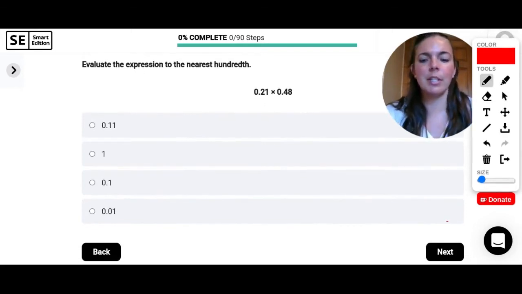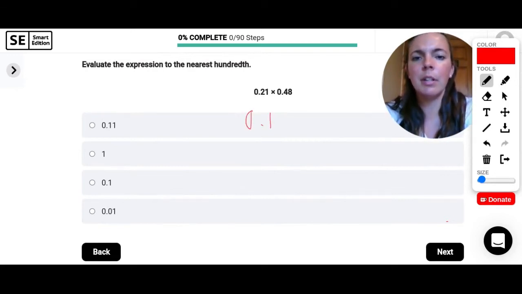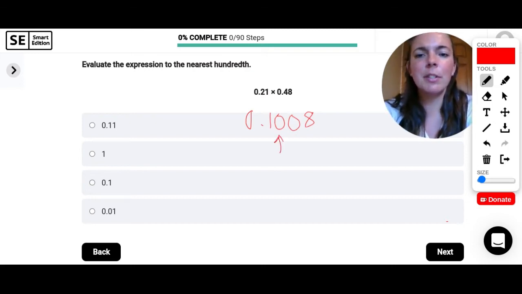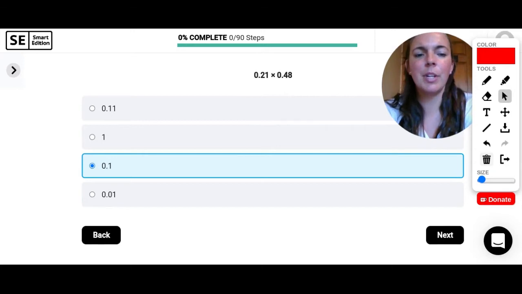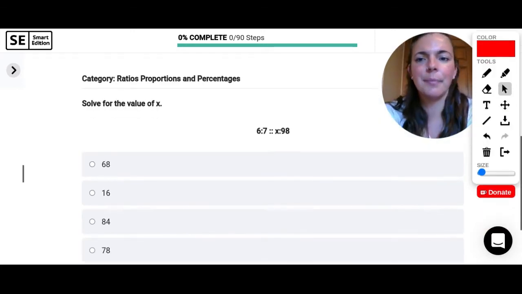Evaluate the expression to the nearest hundredth. So 21 hundredths times 48 hundredths. When I multiply this on my calculator, I get 0.1008. So to the nearest hundredth, I want to go to this decimal place. This 0 here tells me to stay. So 0.10, which is the same as 0.1. Okay, so 0.1 will be our solution. The trailing 0 doesn't make a difference for this one.